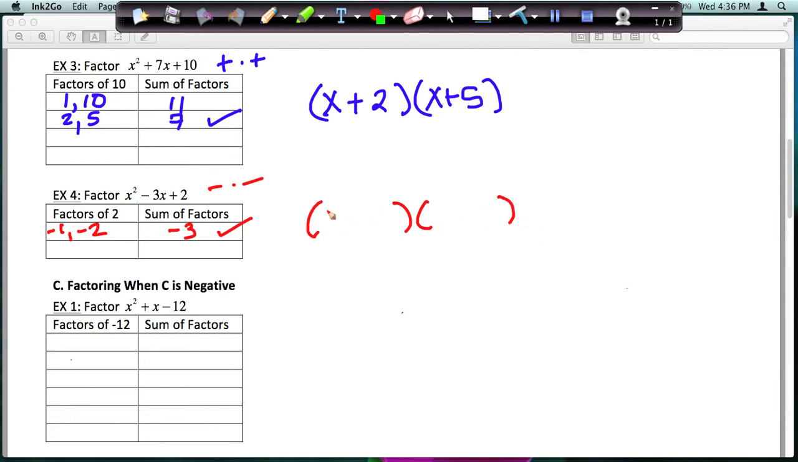So we're going to put an x and an x for our first terms. And then we said the two factors were negative 1 and negative 2. And those do multiply to be a positive 2 and add to be a negative 3. So we factored this correctly.